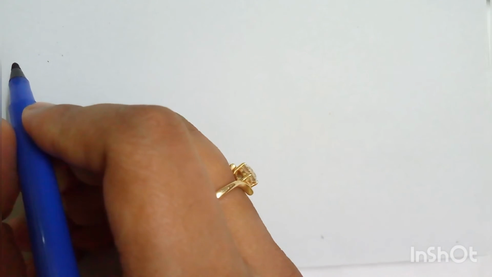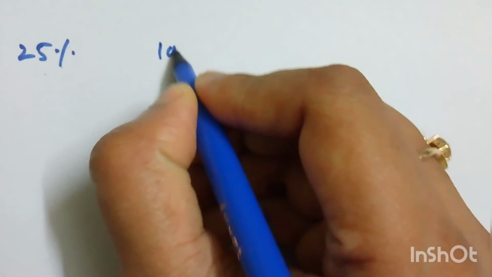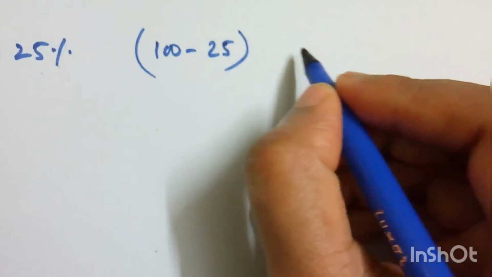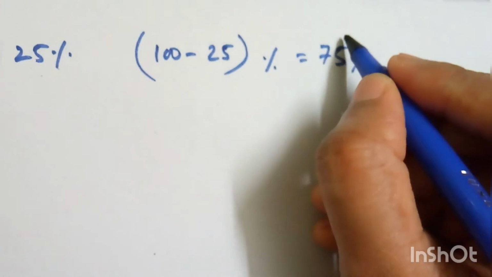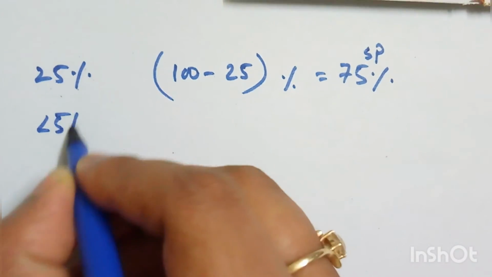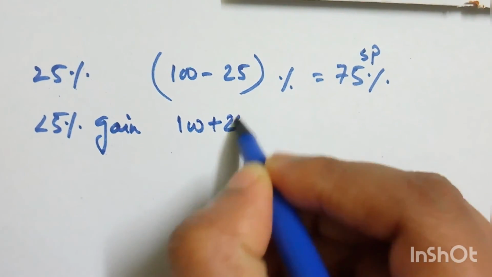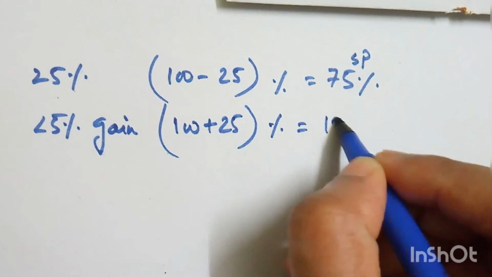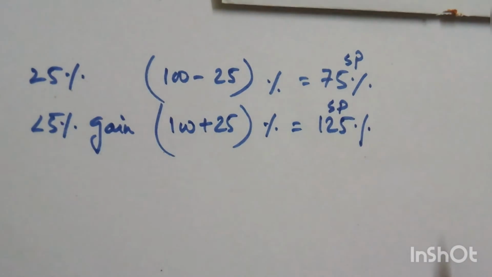You can also do this sum in another way. Like first the man loses 25%. That means 100 minus 25%, 75%. This is the selling price. And the man has to gain 25%. That means 100 plus 25%. That means 125% of it is the selling price.